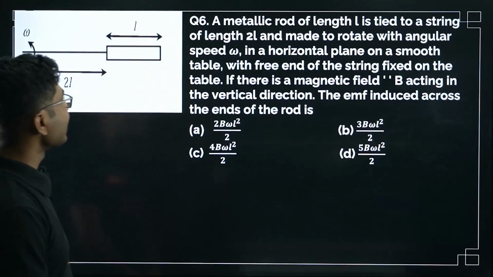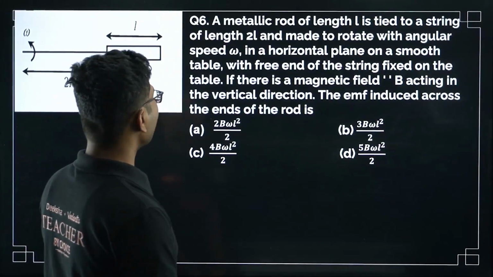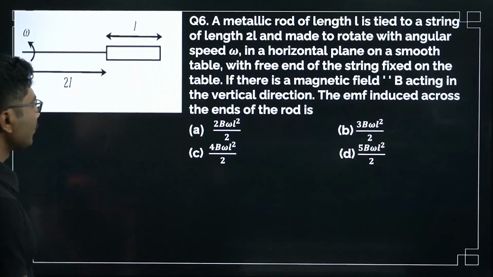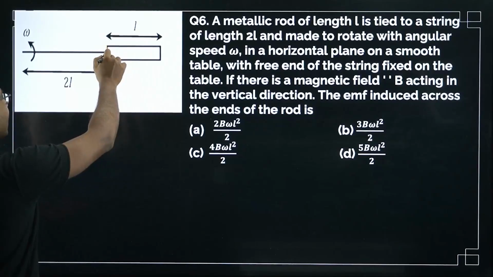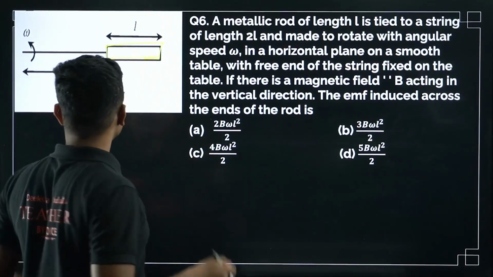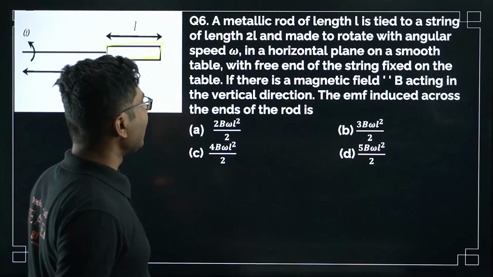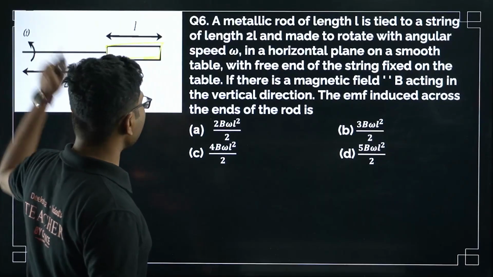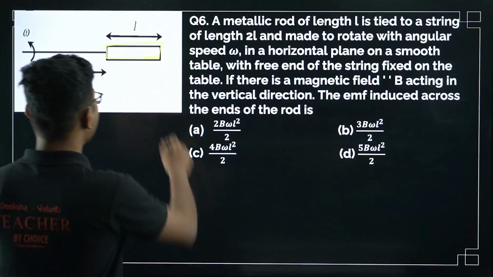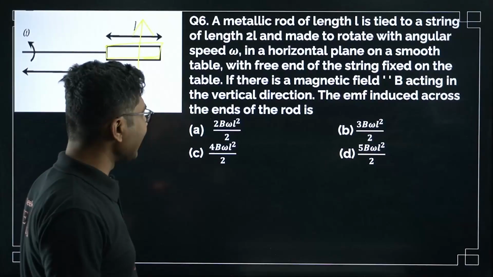Next question. A metallic rod of length L is tied to a string of length 2L and made to rotate with the angular speed omega. So you have a metal rod with a length L. Okay, you are rotating it. The length of the string is 2L, with the free end of the string fixed on the table. If there is a magnetic field B acting in the vertical direction, the EMF induced across the ends of the rod is.